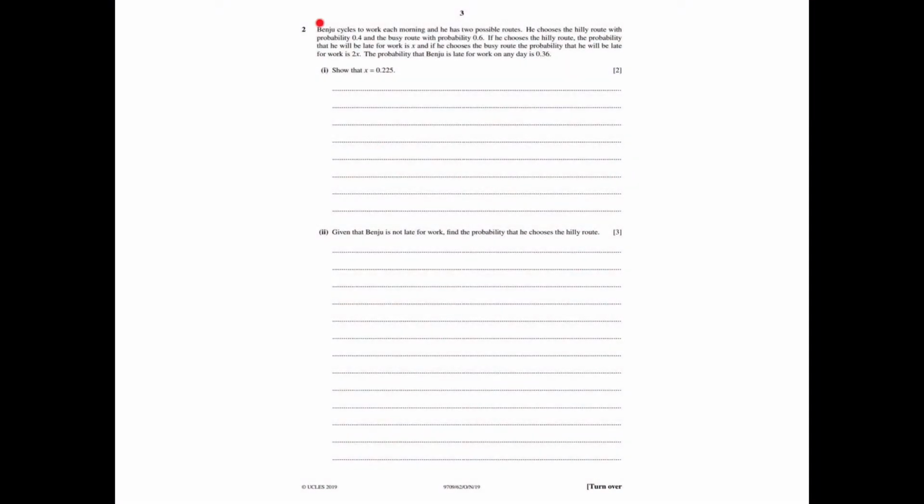Let's look at this question. Benju cycles to work each morning and he has two possible routes. He chooses the hilly route with probability 0.4 and the busy route with probability 0.6. So what we can do here is a tree diagram. As we have two choices here, let's start with a tree diagram.